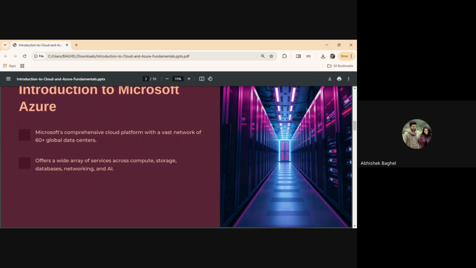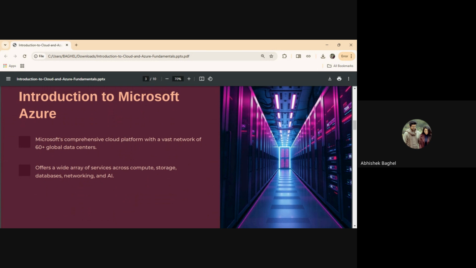Like Amazon has AWS, Amazon Web Services, and this is by Microsoft. Microsoft's comprehensive cloud platform has a vast network of 60 plus global data centers. So what do you mean by a global data center?